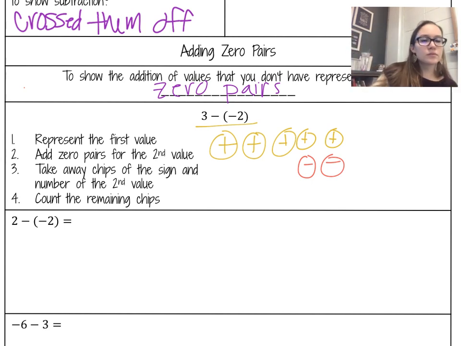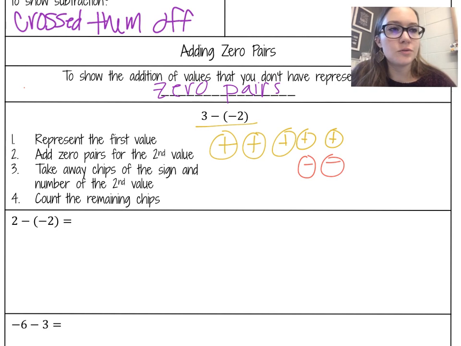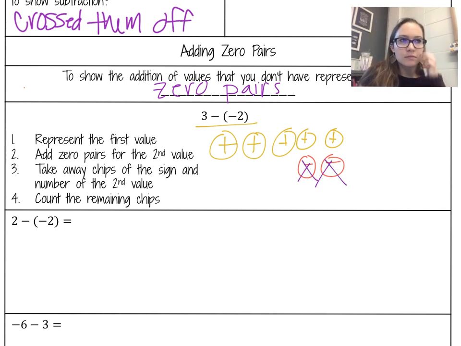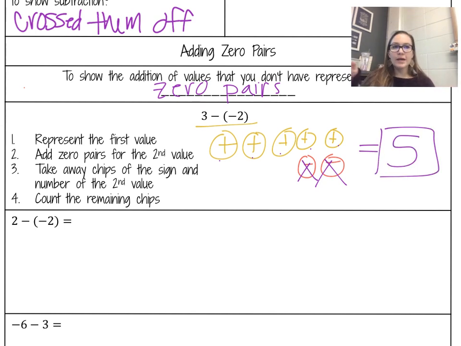Okay. So now I'm going to take away negative 2. So I cross those off, and now I'm going to count the remaining chips. There's 1, 2, 3, 4, 5, and they're all positive. So 3 minus negative 2 is positive 5.